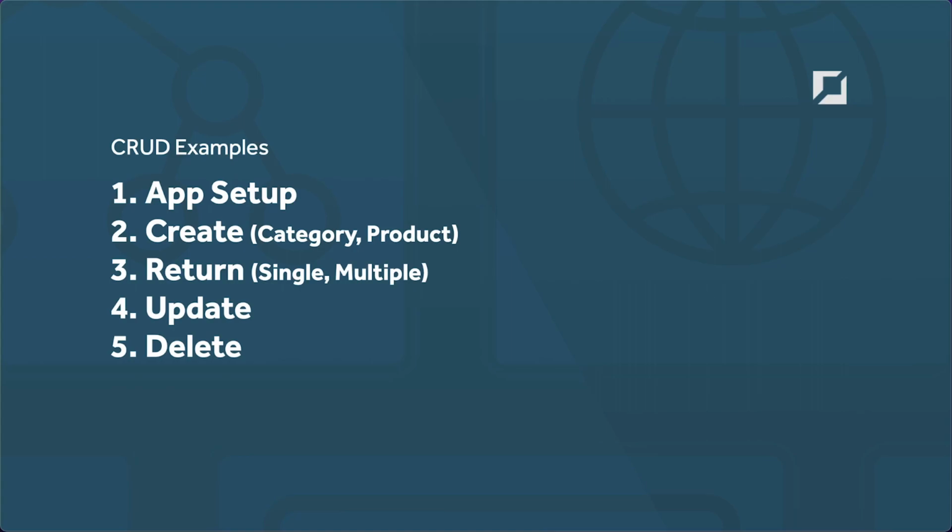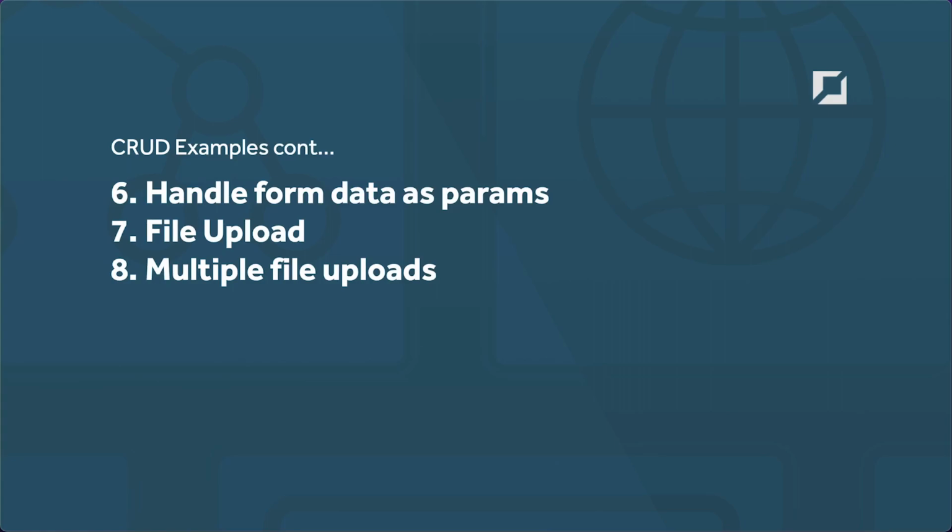We're going to go through, I think, 8 examples here. We're going to set up the application, and then we'll go through creating a very basic endpoint for create. So we're going to create some categories and products and then return. We go through the process of returning single or multiple items. And then, trivial really at this point, setting up an update endpoint and a deletion endpoint so we can update and delete data in our database. And then we'll move on to some other examples.